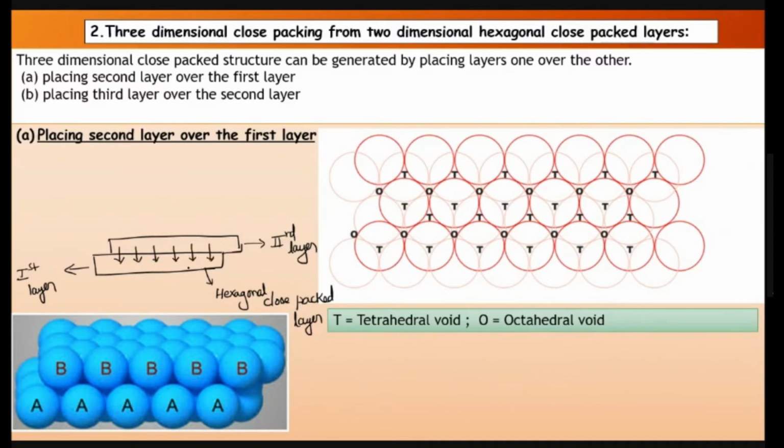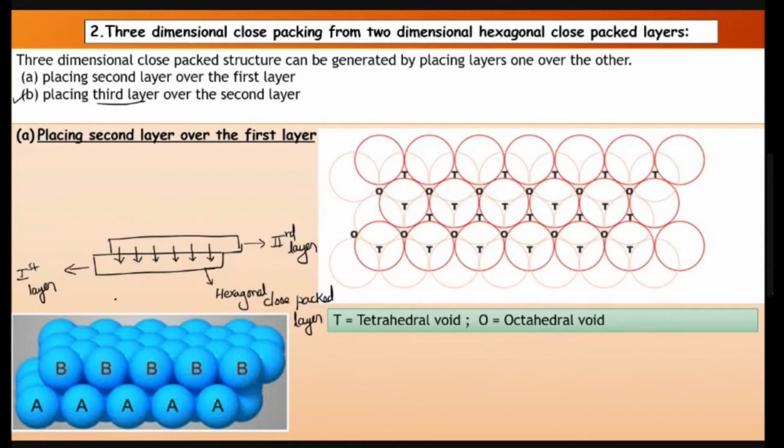So this is one of the ways that I can get the three-dimensional structure. First we'll talk about this. Later we'll go to placing the third layer over the second layer, that will come later. First we'll understand how to place the second layer over the first layer and what we can learn when we do so. You'll be able to see different kinds of voids, and we'll study the coordination number, all those things first here.